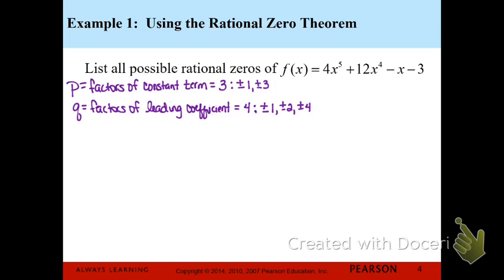Now, to find the possible rational zeros, we're going to take all of our P's and we're going to divide them by all of our Q's. So to do this, you need to find some type of a pattern that you want to use. Personally, I take my first P and I put it over every one of my Q's. And then I go to my second P and I put it over every one of my Q's. And I keep going until I'm out of P's.